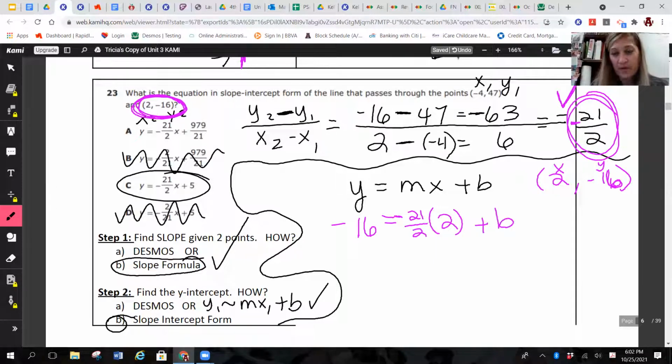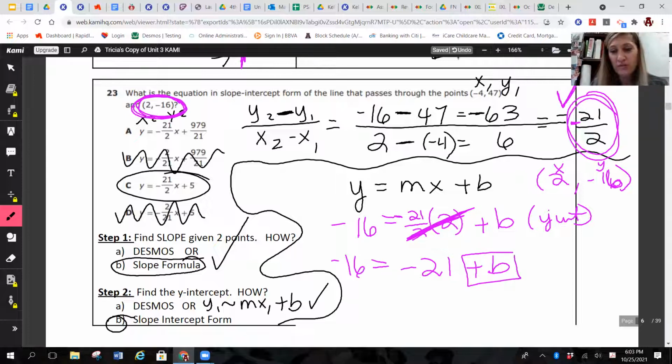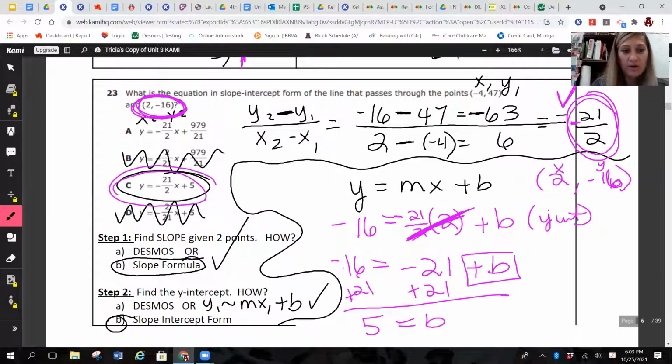And then I will find the b. Remember, the b is your y-intercept. And now I'm going to do the math. Negative 21 divided by 2 times 2. Magically, look what happens. It crosses the 2's out, and you get negative 21 plus b equals negative 16. I'm going to solve for b. I'm going to add 21. And negative 16 plus 21 is 5. B is 5. Again, we already figured that out. And that is how you would find it using the slope formula, y equals mx plus b.